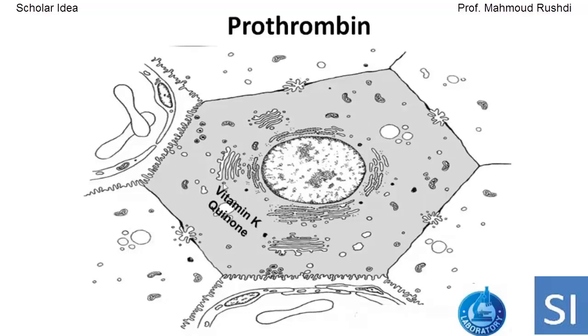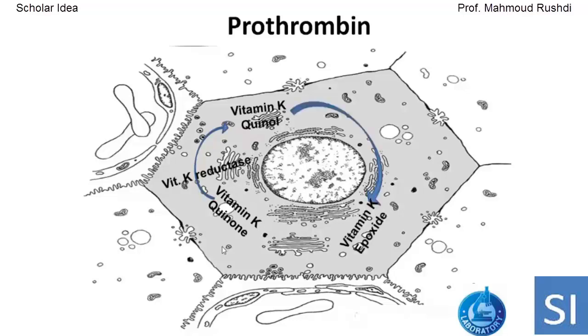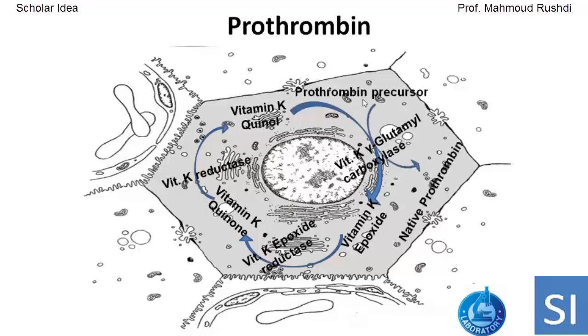First, this is the dietary form of vitamin K, or vitamin K quinone, which is converted in the liver into vitamin K hydroquinone by the action of vitamin K reductase. After that, the vitamin K hydroquinone is converted into vitamin K epoxide by the action of the enzyme vitamin K gamma glutamyl carboxylase, and then vitamin K epoxide is converted back into vitamin K quinone by the action of vitamin K epoxide reductase. During the conversion of vitamin K hydroquinone into vitamin K epoxide, prothrombin precursor is converted into native prothrombin. So the presence of vitamin K hydroquinone is very essential for the synthesis of native prothrombin from the prothrombin precursor.